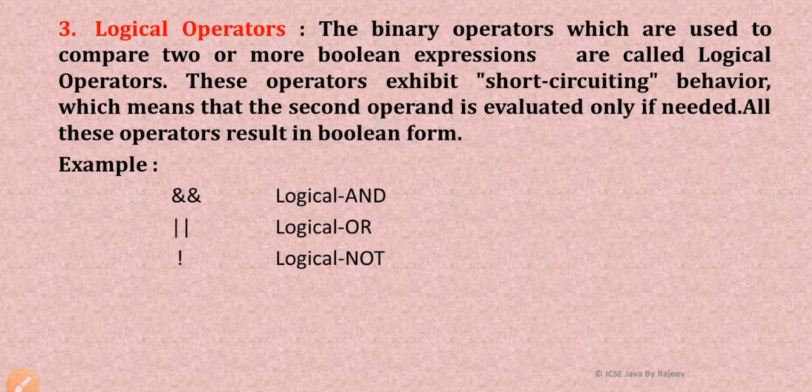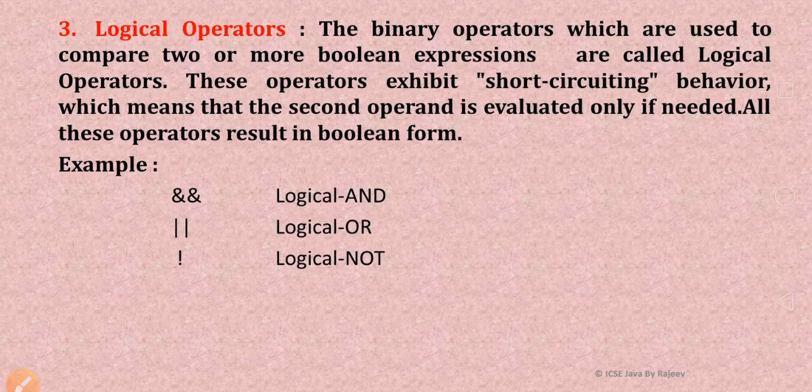Third is logical operators. The binary operators which are used to compare two or more Boolean expressions are called logical operators. These operators exhibit shortcutting behavior, which means the second operand is evaluated only if needed. As I already told, it is used to compare two or more Boolean expressions. These operators use shortcuts while evaluating, and all of them result in a Boolean form.